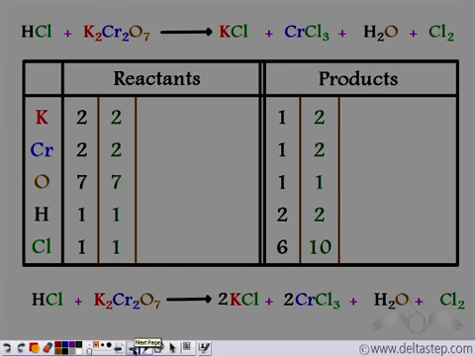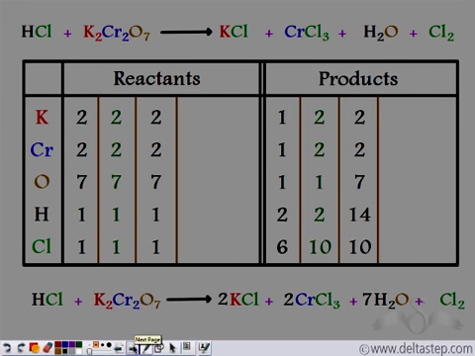Oxygen atoms here are 7, there 1. So now let's balance oxygen. We can balance oxygen by taking 7 molecules of water. By doing this, we get 2 atoms of potassium, 2 atoms of chromium, 7 atoms of oxygen, 14 atoms of hydrogen, and chlorine remains the same, that is 6 plus 2 plus 2, which is 10. No change on the reactant side. Now these three are balanced.